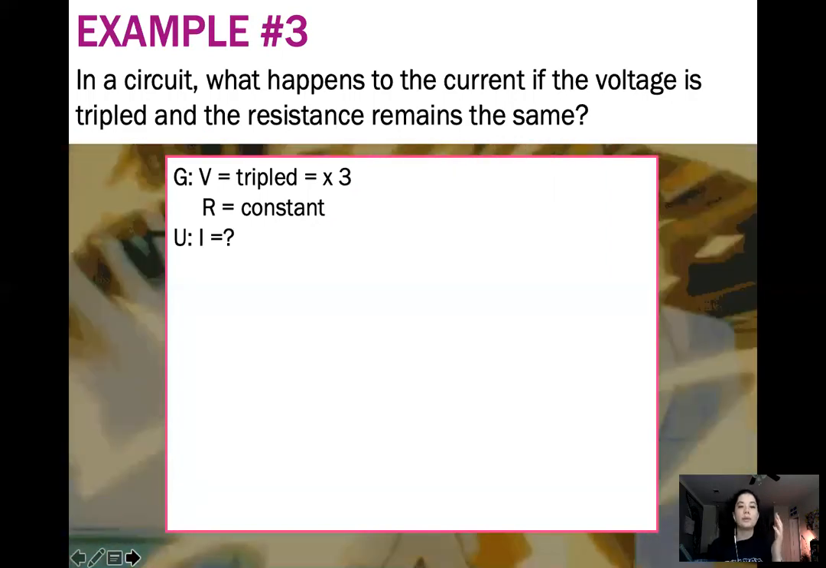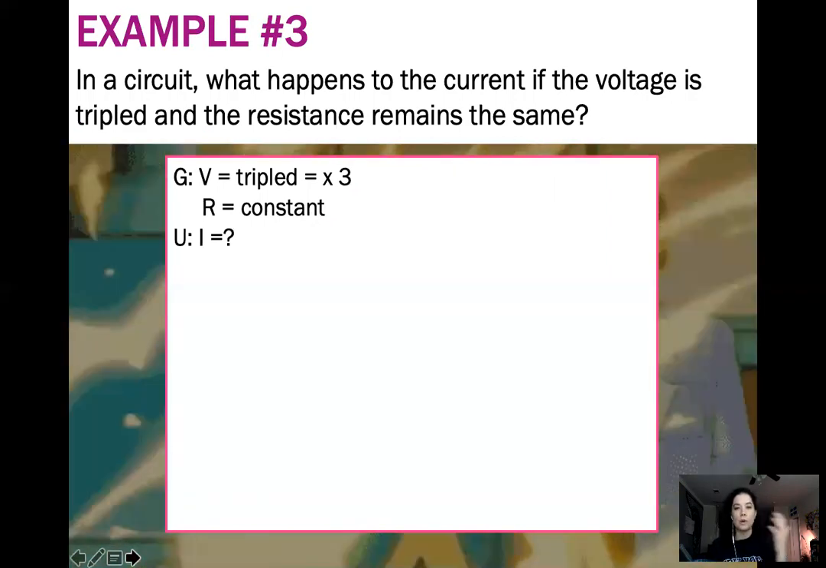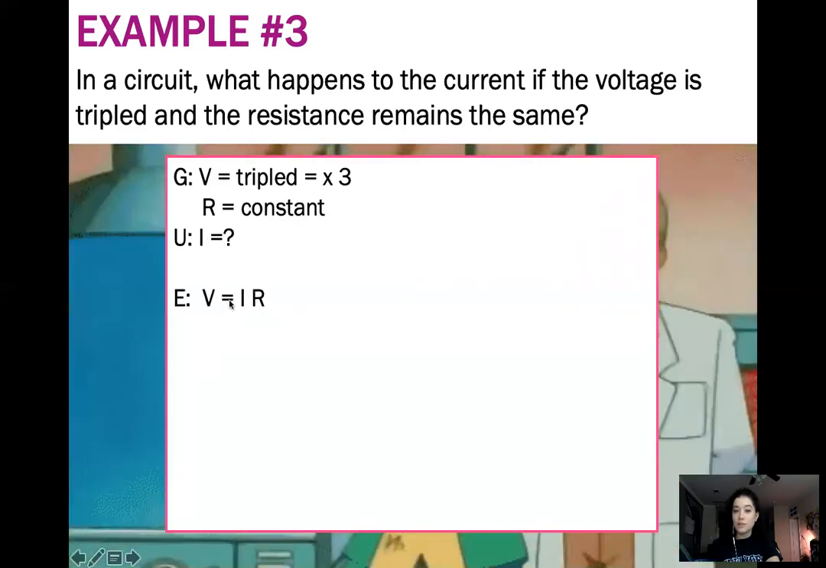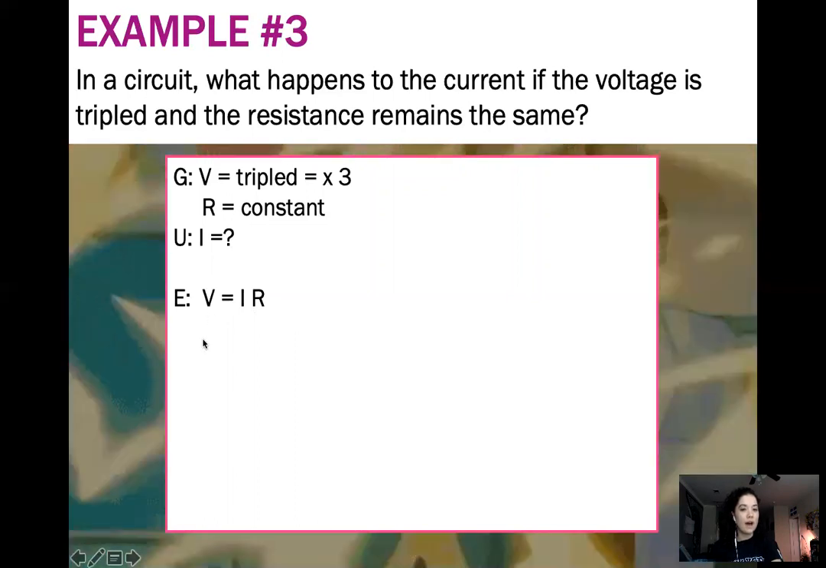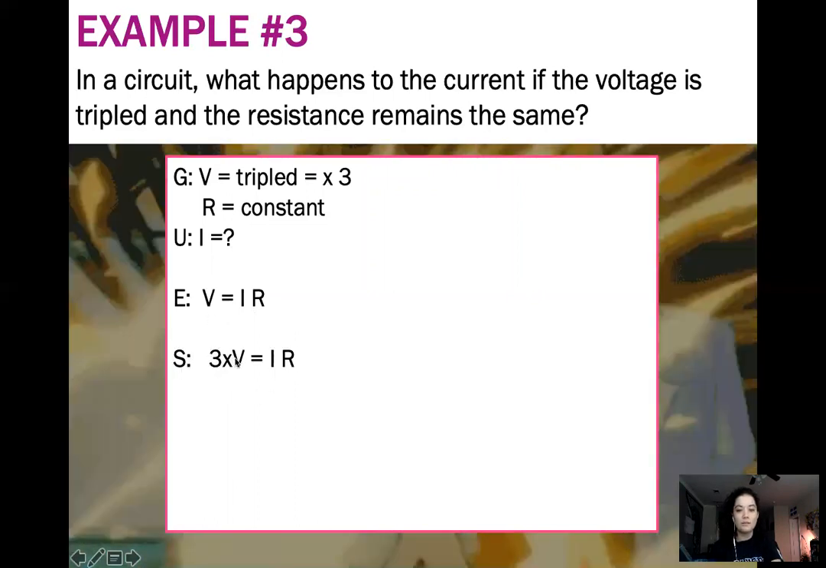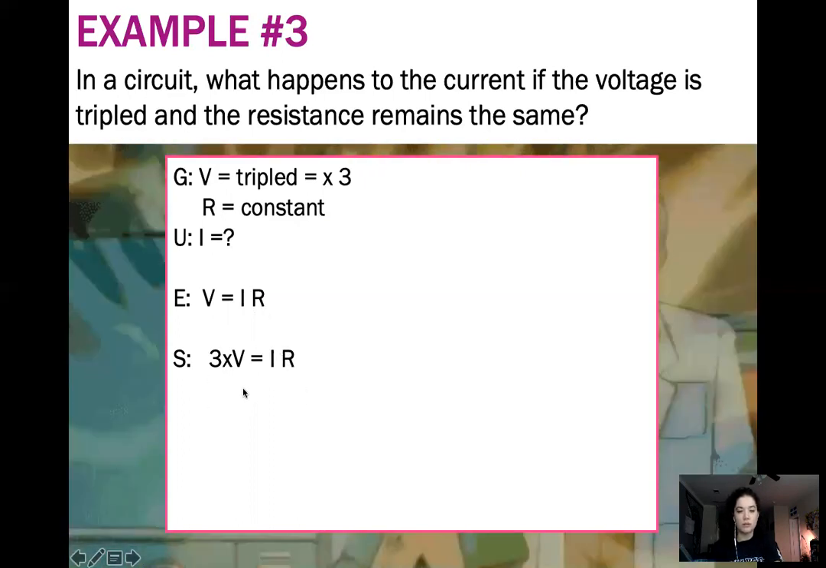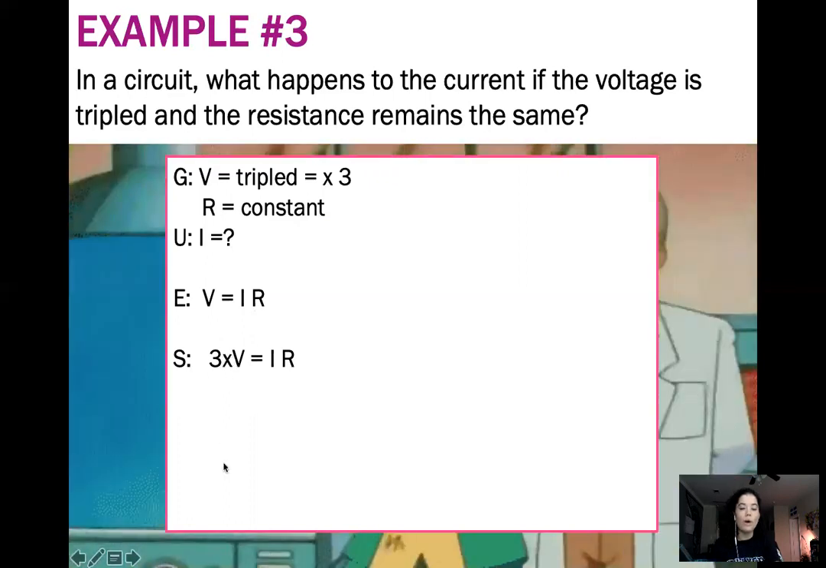What equation are we going to use to figure out what's going on with I? Well, hopefully the one that came to your mind is V equals I times R. So we've got this equation, but now I'm telling you that instead of it being a V, we've got 3V, which is equal to I times R. R is the same, and we're adding this 3 in front of my V. What does my current have to do so that both sides stay equal?